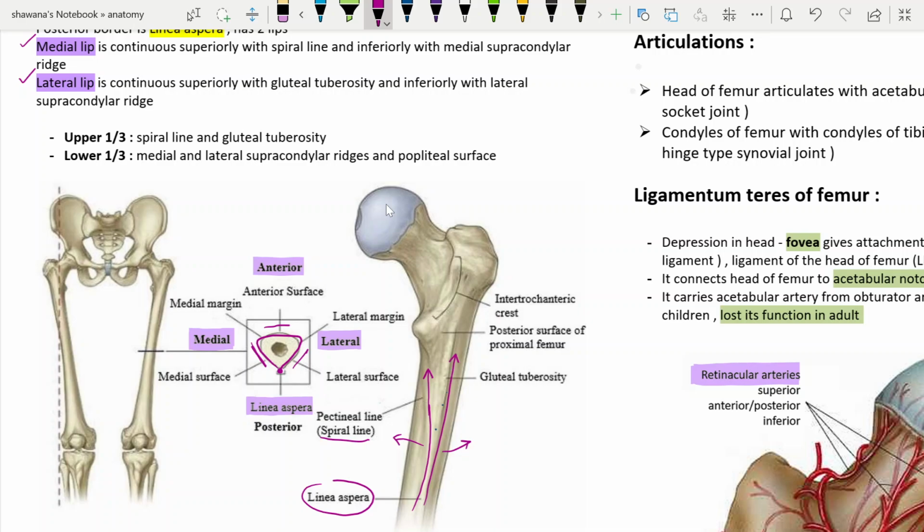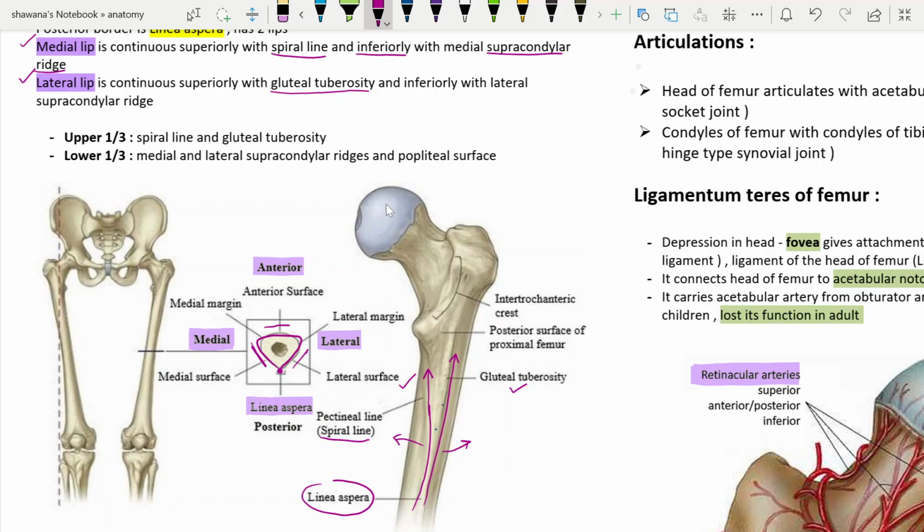Okay, the medial lip is continuous with the spiral line or pectineal line, and the lateral lip is continuous superiorly with the gluteal tuberosity, as you can see here. Spiral line on the medial aspect and gluteal tuberosity on the lateral aspect. And inferiorly, they are both continuous with the supracondylar ridges, the medial and lateral respectively.